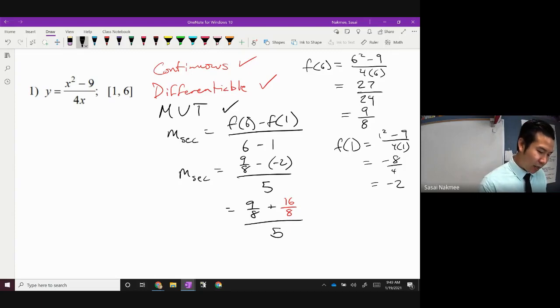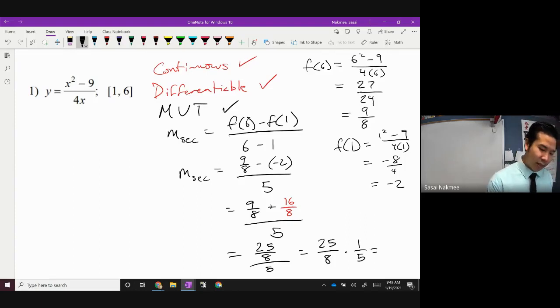This is going to give me 9 plus 16 is going to give me 25 over 8, all divided by 5. Of course, you keep the top, you flip the bottom, you change it to multiply. So instead of 5 over 1, it becomes 1 over 5. And we simplify this out. This is going to be 5 over 8.